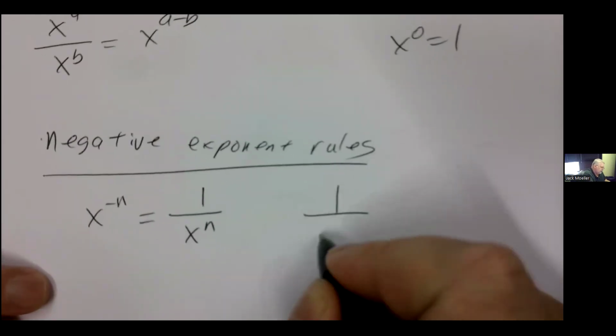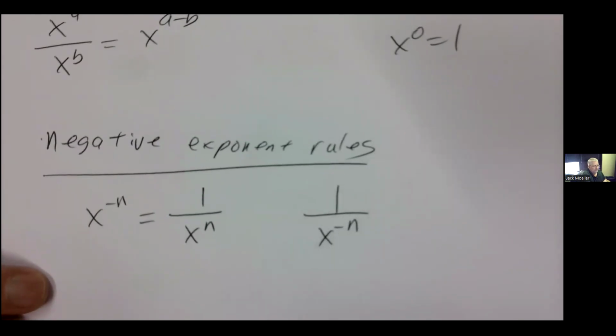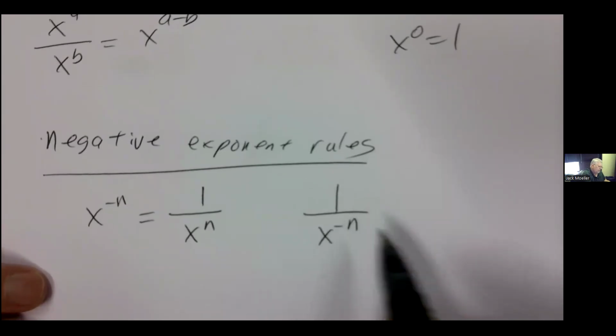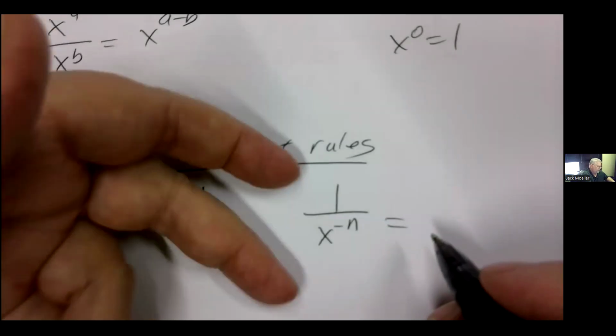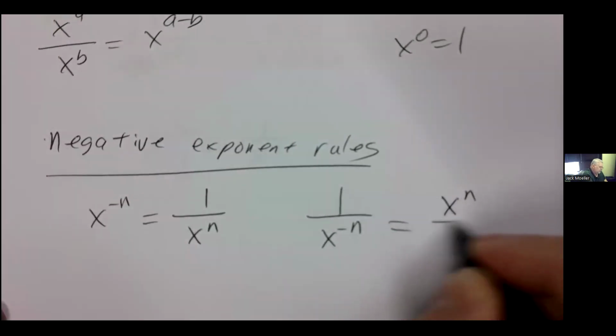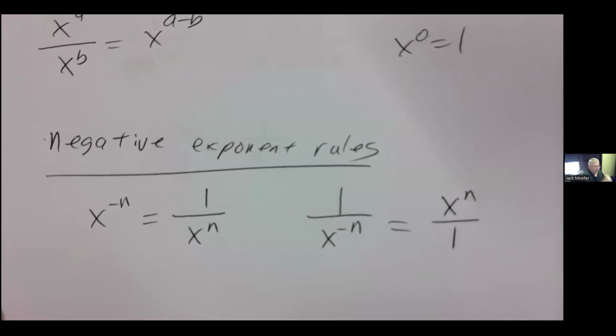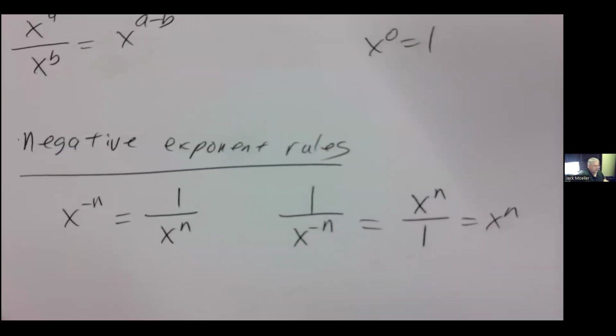Now, if that negative exponent starts in the bottom of the fraction, so we have x to the negative n, now we need to flip it up. Basically, you flip that, and again, the exponent becomes positive, becomes x to the n over 1, which is just x to the n.